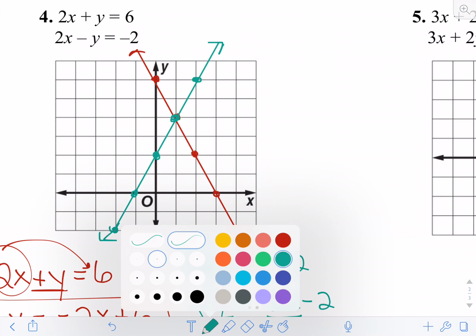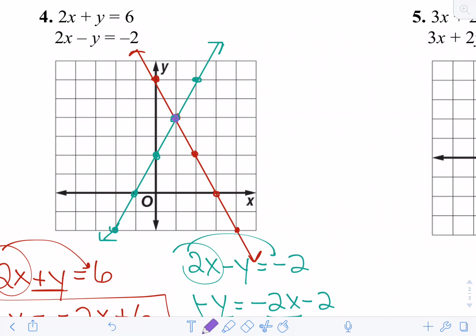And where my two lines meet, where they intersect right here, this is my solution. So the solution to this system is my x value is 1 and the y value is 1, 2, 3, 4. So the solution to this system is (1, 4).